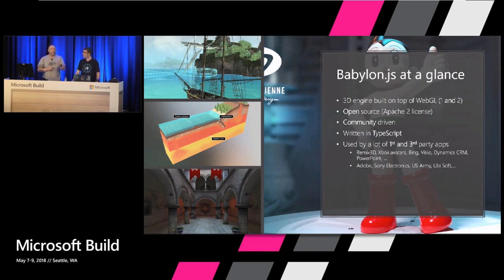Obviously, if you just want to use vanilla JavaScript, not a big deal, because the TypeScript compiler at the end generates pure JavaScript. So you can have both, which is really cool. You can have your cake and eat it too. We are also proud to work with external partners like Adobe, Sony Electronics, Ubisoft that are using Babylon.js internally or externally for public-facing projects. So it's a project that you can trust. It's not something we started last week.